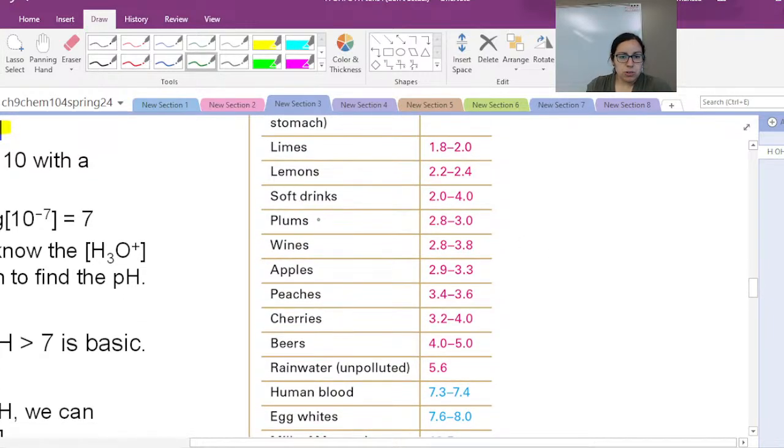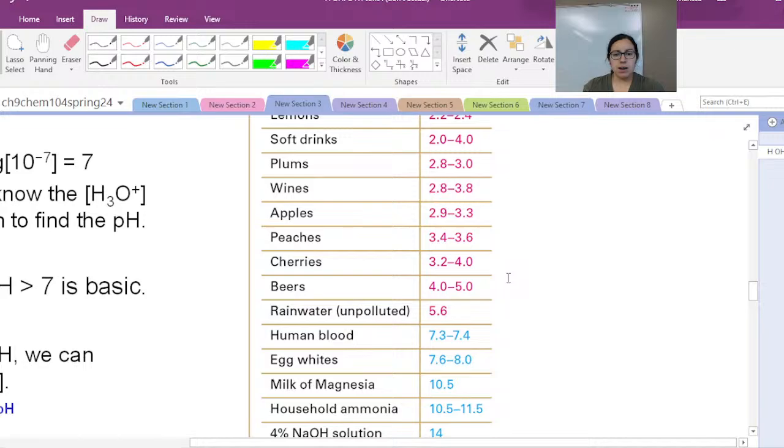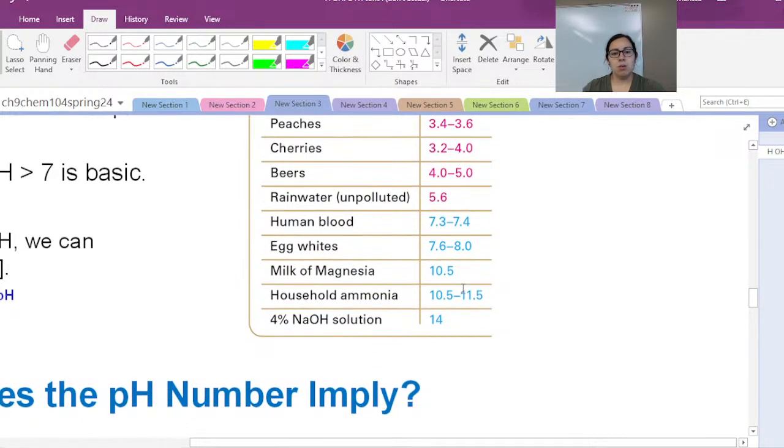And then now we get into your fruits. So still fairly acidic, but kind of going up now. Wine, you know, acidic as well. So again, same thing, you can think about your teeth. And then beer starts to get kind of closer to neutral, 4 to 5. Rainwater, this could be like acid rain, is about 5.6, or could be lower if it's more polluted. And then human blood, notice it has a really tight range, so your blood is a buffer solution.